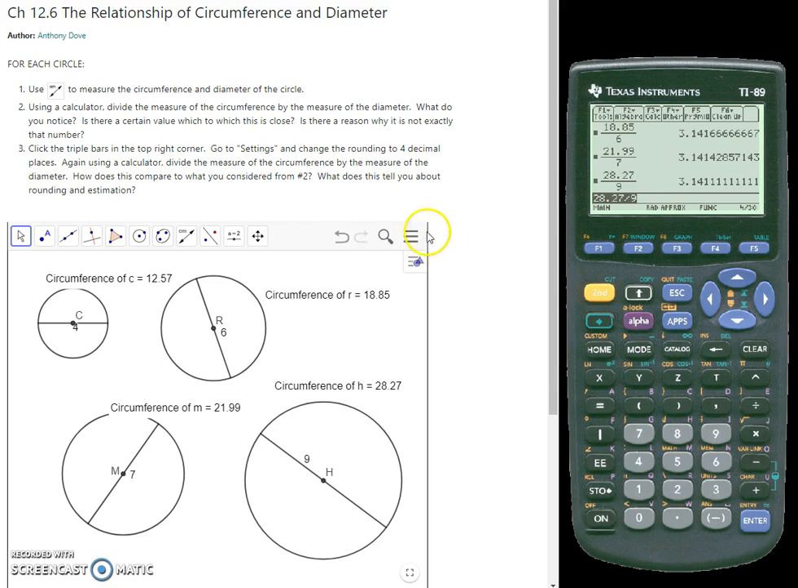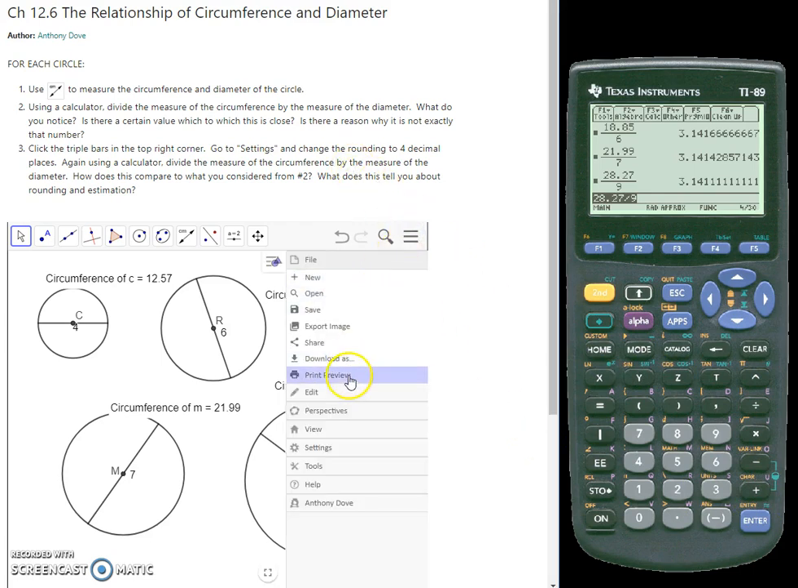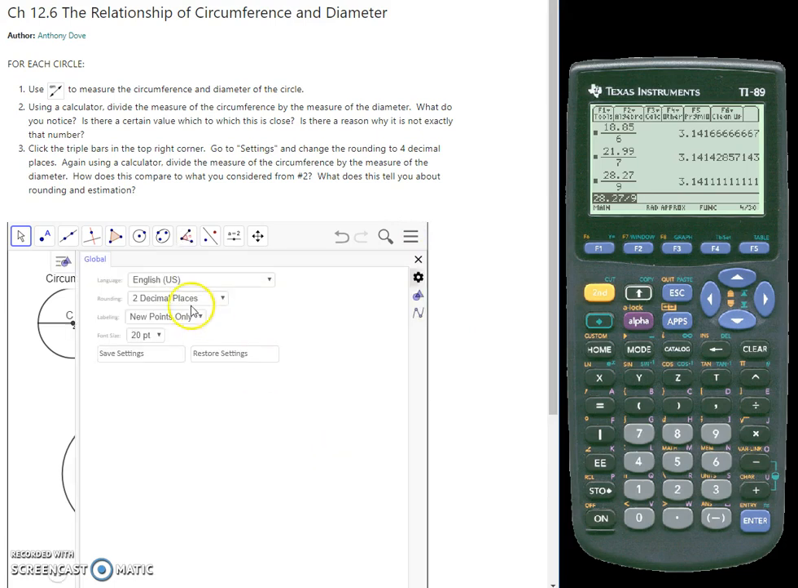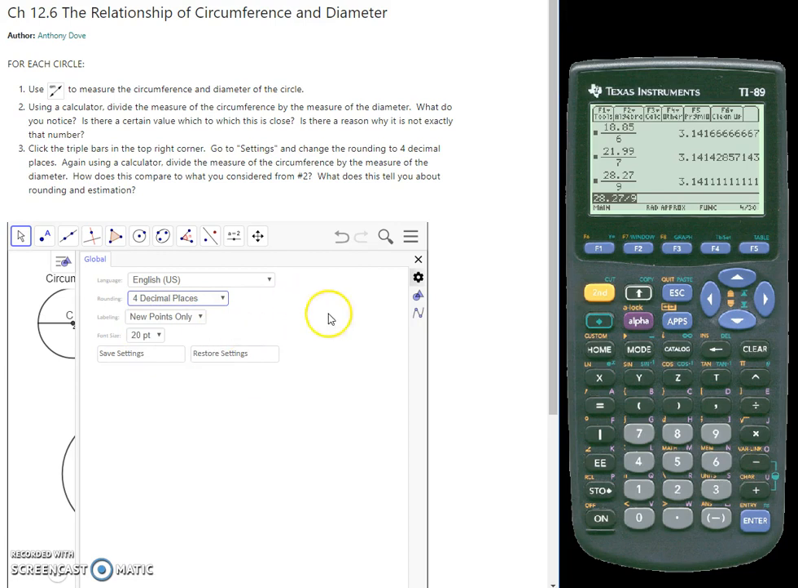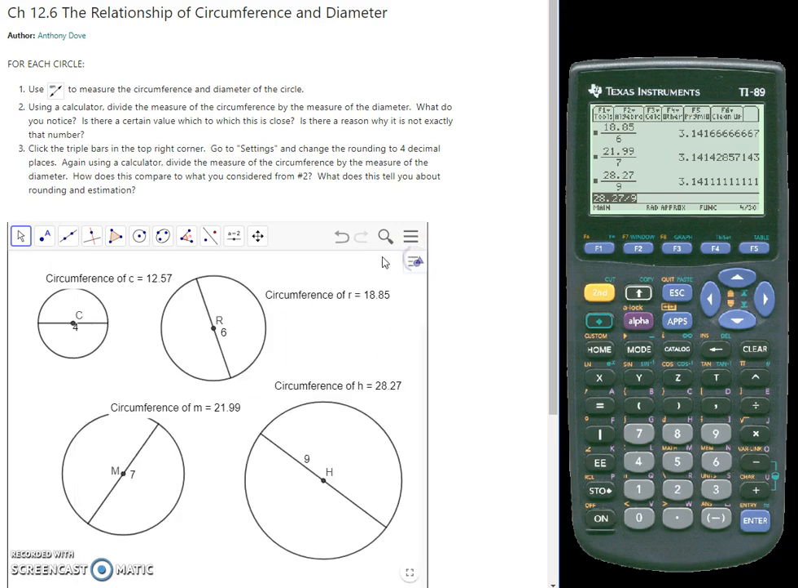Now let's see. The second part here says, what happens if we change to 4 decimal places? So it says go down here to settings, and instead of 2 decimal places, we're going to change this to 4 decimal places. Close this, and let's just go through and remeasure everything. So I'm going to click on those circumferences. You see it gets me a little bit better. You can see all these measurements become a little more exact.